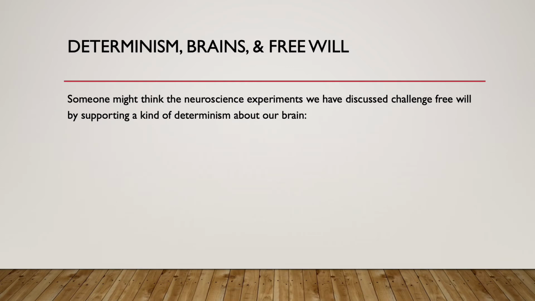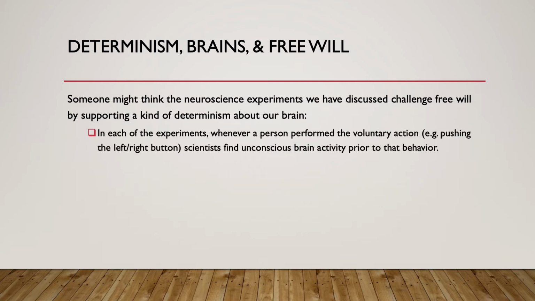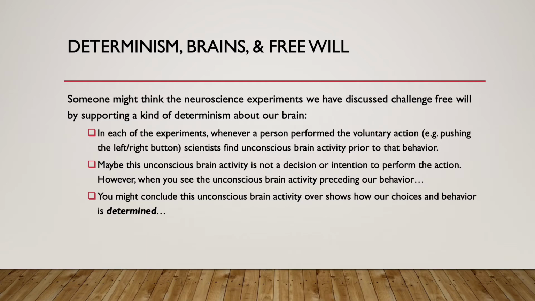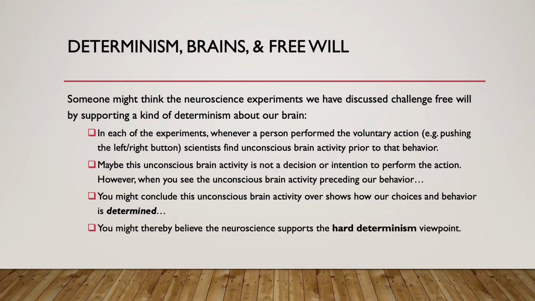So, someone might think that the neuroscience experiments we have discussed challenge free will by supporting a kind of determinism about our brain. In each of the experiments, whenever a person performed the voluntary action, either pushing the left or right button or pushing a key on the keyboard, scientists were able to find unconscious brain activity prior to that behavior. And maybe that unconscious brain activity is not a decision or intention to perform the action. We talked about that problem with the original Libet argument, the original neuroscience argument. However, when you see the unconscious brain activity preceding our behavior, even if it's not a decision, you might conclude that whatever it is, it shows how our choice or behavior is determined to happen. Thus, you might believe that neuroscience supports this kind of hard determinism viewpoint and rules out that libertarian notion of free will.